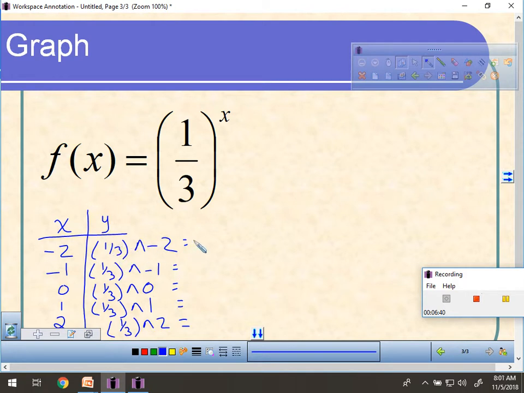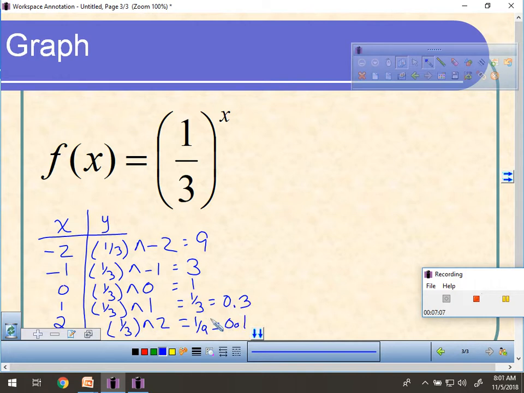If you did it correctly, you should have got a 9 for your answer for the first one. For the next one, you should get a 3. The next one, you should get 1. The next one, you'll get 1/3, but convert that to a decimal, so you get 0.3. And then for the last one, you should get 1/9, but convert that to a decimal, you should get 0.1.